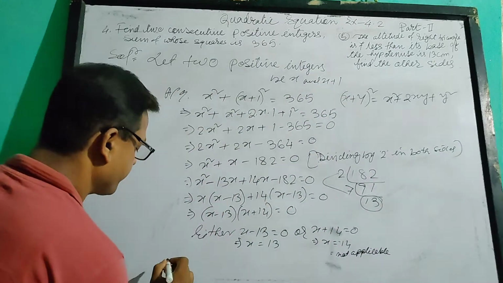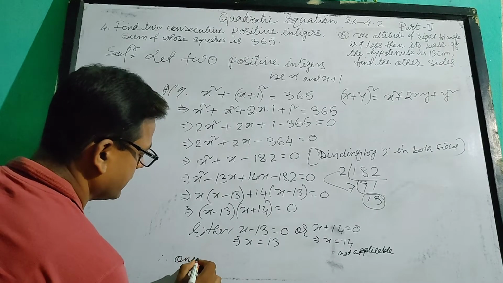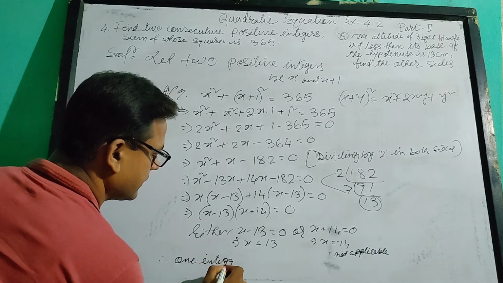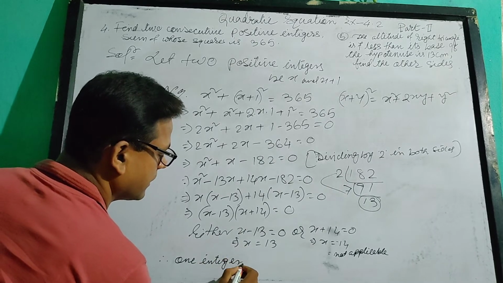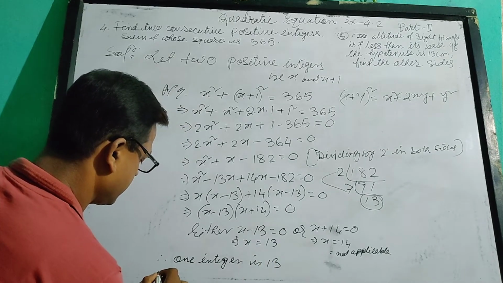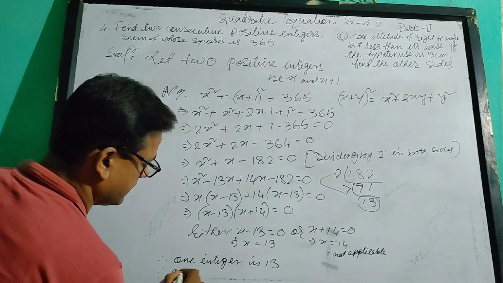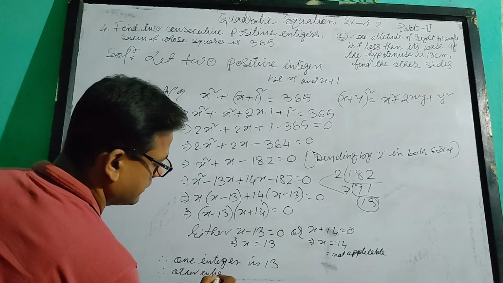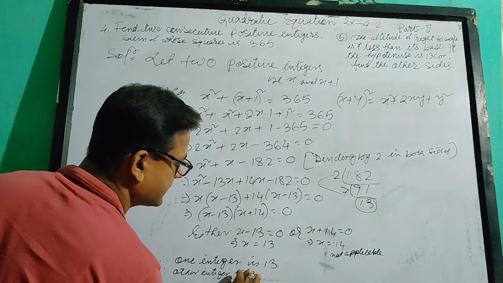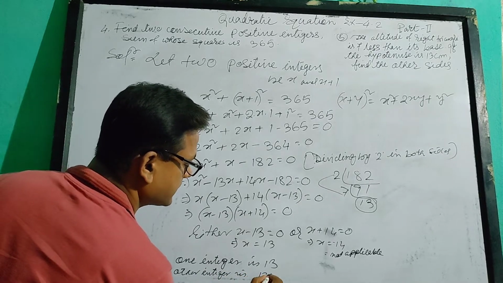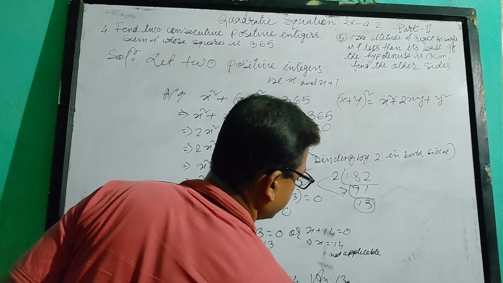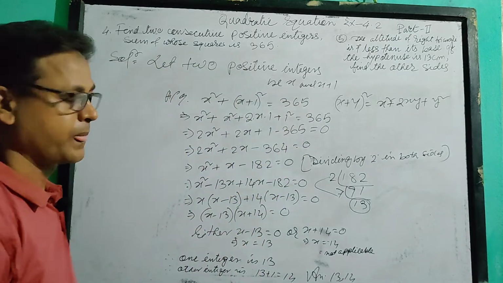So therefore one integer is 13, then the other integer is 13 plus 1 more, that is 14. The answer becomes 13 and 14. Okay, clear?